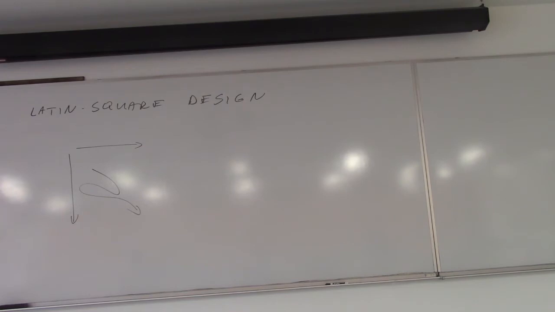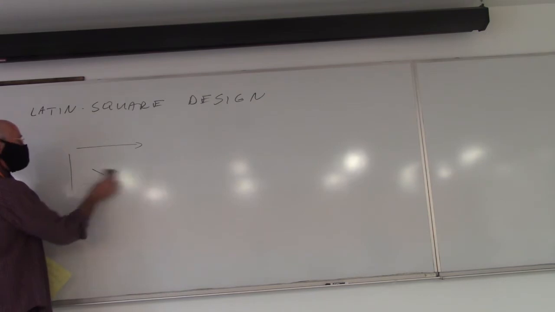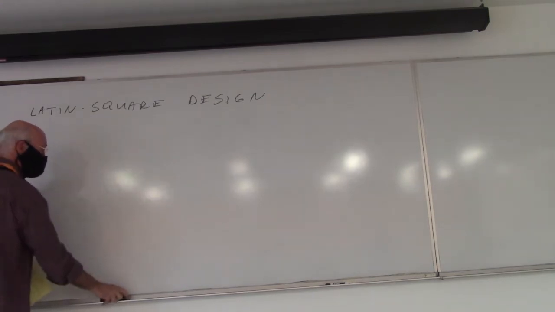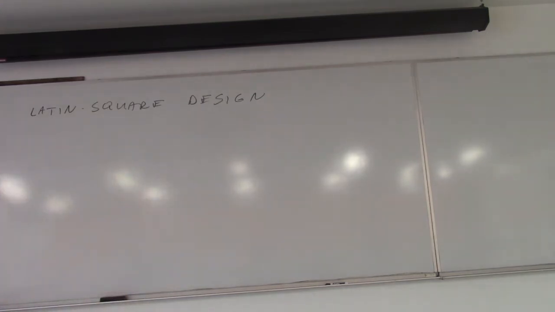So even though it's a one-way ANOVA, what we're really trying to do is remove the effects of two factors. So in reality, we're dealing with three factors, and we want to remove the effects of two of those factors, okay?